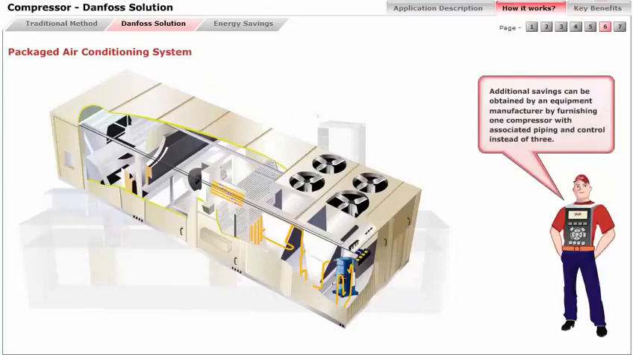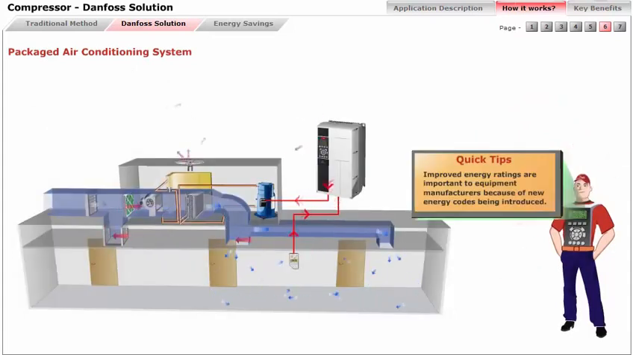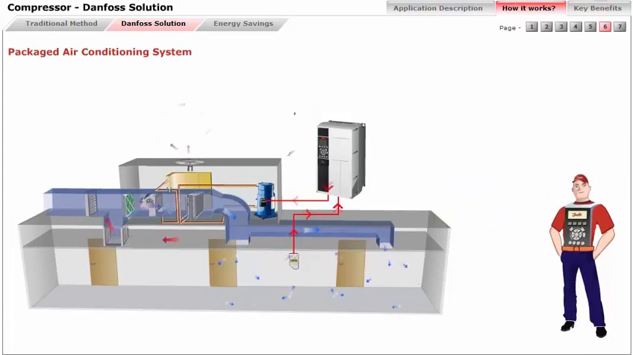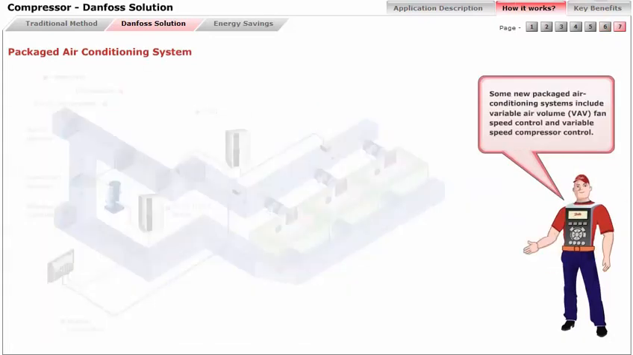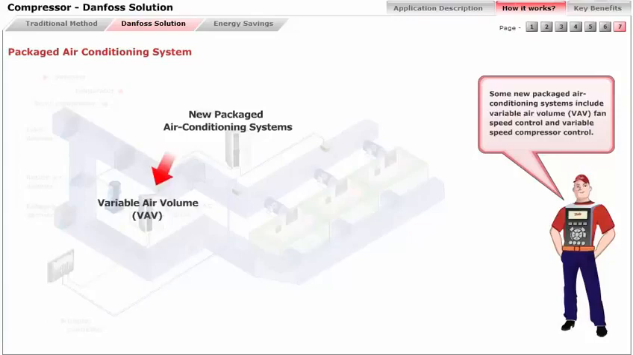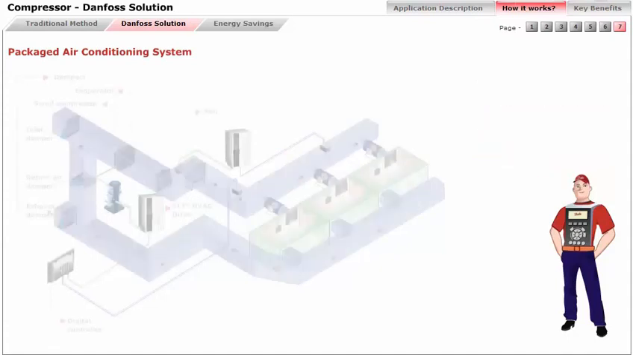Additional savings can be obtained by an equipment manufacturer by furnishing 1 compressor with associated piping and control instead of 3. Improved energy ratings are important to equipment manufacturers because of new energy codes being introduced. Some new packaged air conditioning systems include variable air volume, fan speed control, and variable speed compressor control.